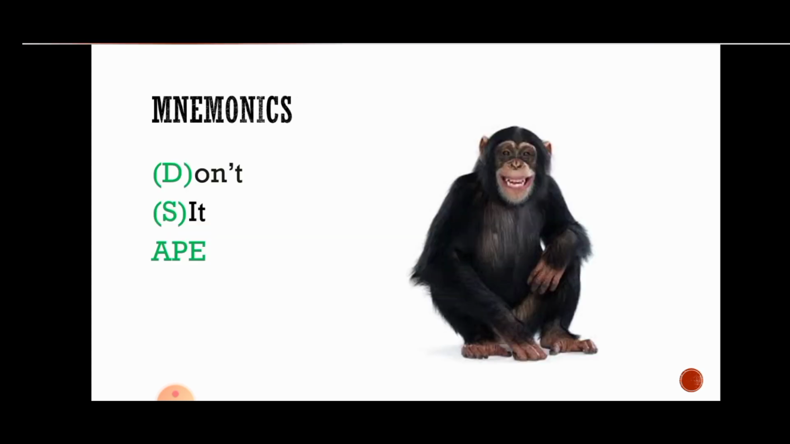And the mnemonic to memorize these steps is DSAPE, as in "don't sit ape." So there's an ape sitting, don't sit ape. This is a mnemonic to memorize the steps of the pathogenesis. D for denudation or damage, S for the sterile thrombi, A for the adherence of the microorganism, P for proliferation of the microorganism, and E for the formation of the emboli. And that's for the mnemonic.